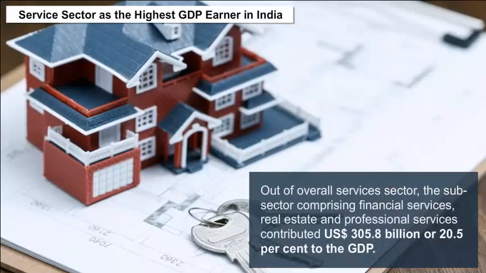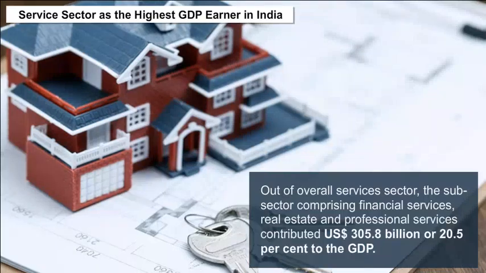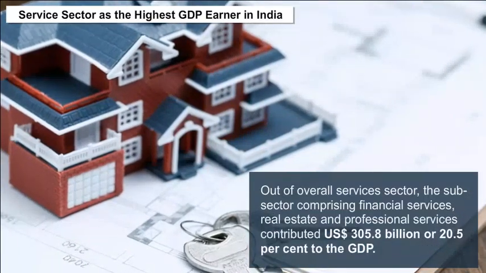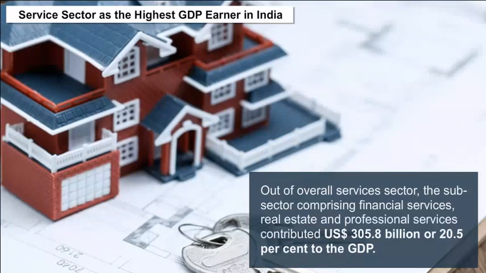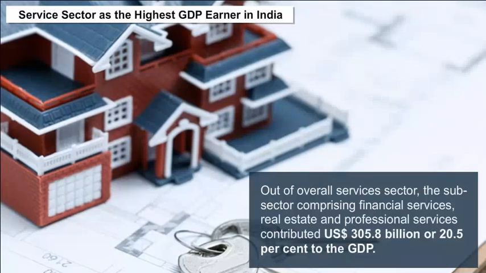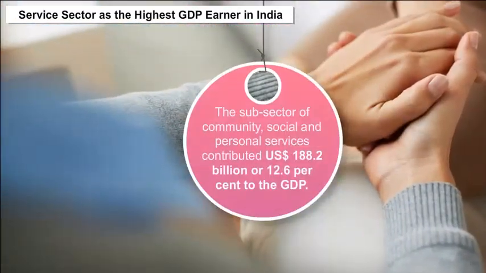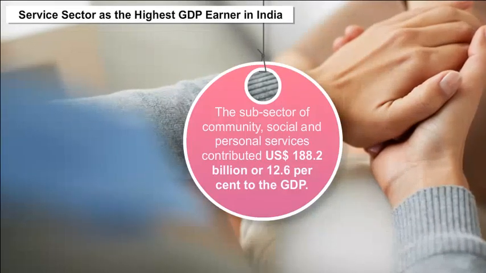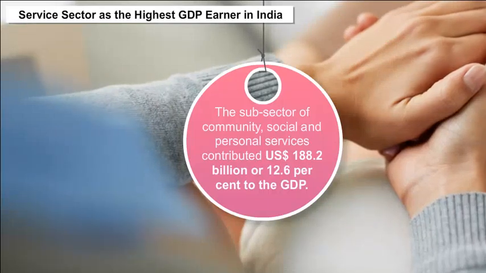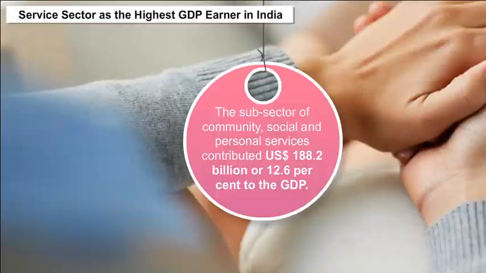Out of the overall services sector, the subsector comprising financial services, real estate, and professional services contributed $305.8 billion or 20.5% to the GDP. The subsector of community, social and personal services contributed $188.2 billion or 12.6% to the GDP.